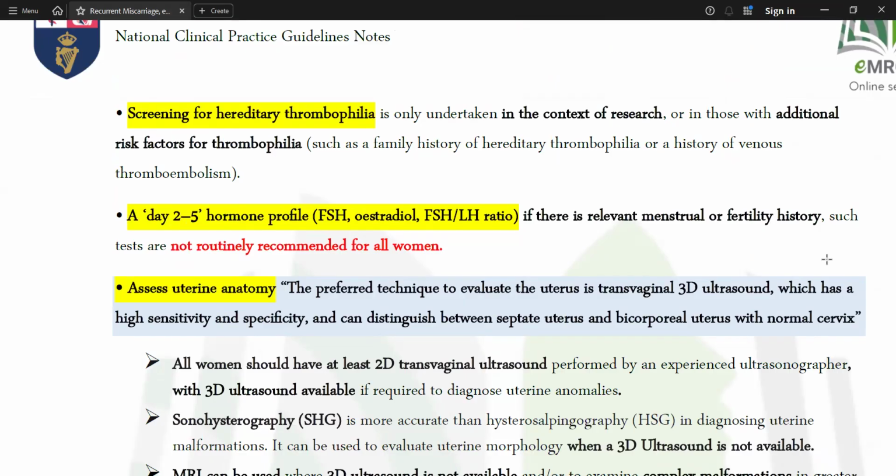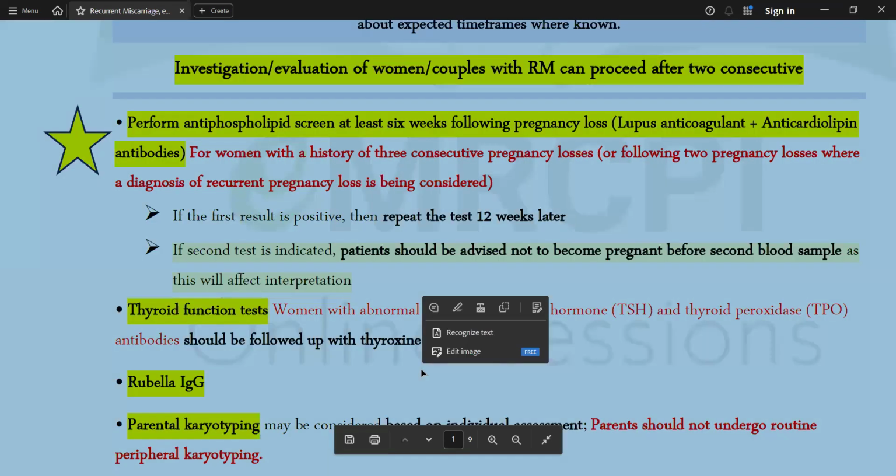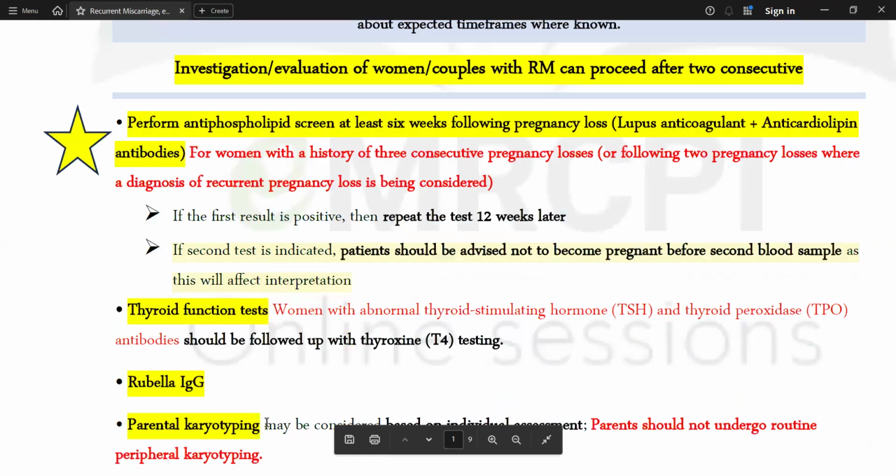Anyway, after doing this and we reveal that there is translocation or there is something wrong, we can do the parental karyotyping. And this is why you are going to find that it can be considered based on individual assessment. So not all ladies are going to have parental karyotyping, only those with abnormal cytogenic analysis.